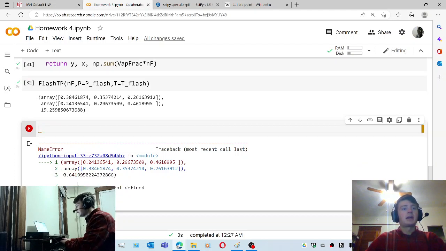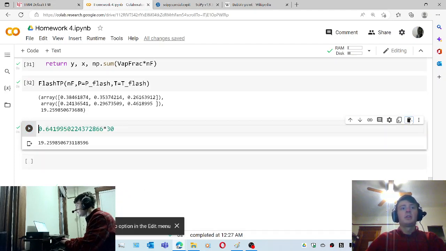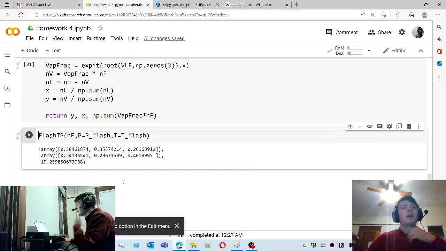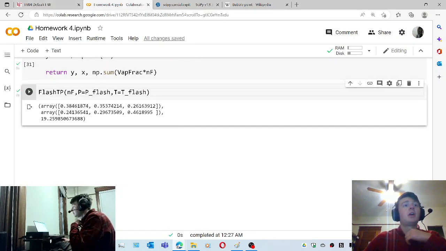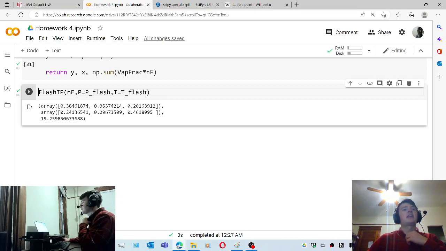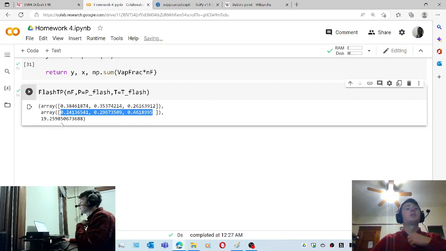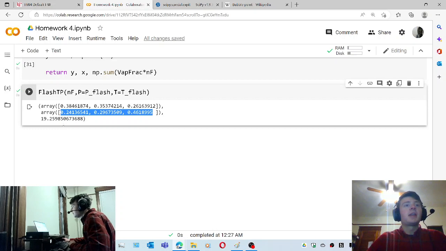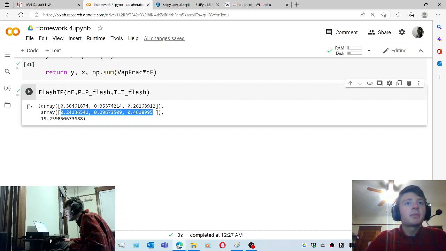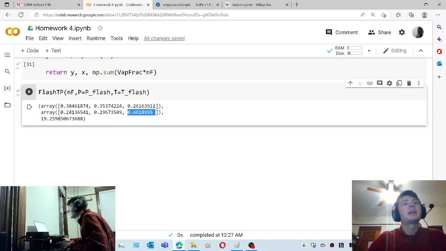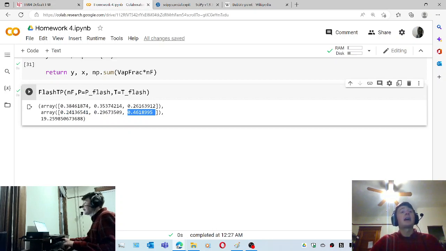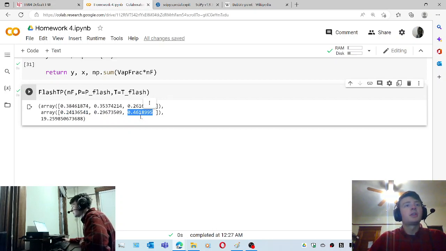So with that, I've shown that the final composition of the flash tank at the specified temperature and pressure is going to be this in the gas phase, this in the liquid phase, and overall of the 30 moles, 19 moles of material are going to go into the gas phase. It appears you don't really get a great separation here. You get a good amount of water in the liquid phase, which makes sense because it has the highest boiling point of all three components.